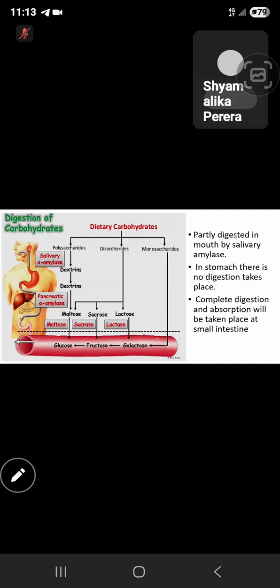Carbohydrate digestion is partially started in our mouth by salivary amylase. Then it goes to our stomach, but no digestion takes place inside the stomach. The rest of the carbohydrate digestion happens inside our small intestine. This diagram shows the enzymes involved in this process. I think those are very basic things, and you can easily go through this diagram. So the ultimate product from carbohydrate is glucose.